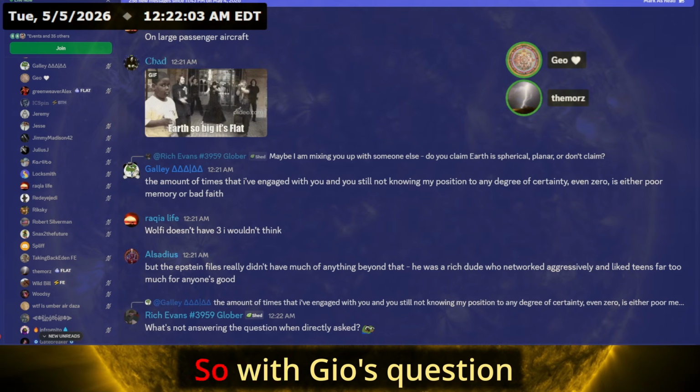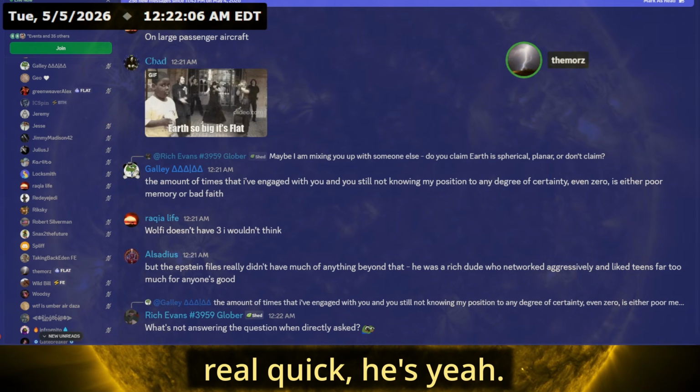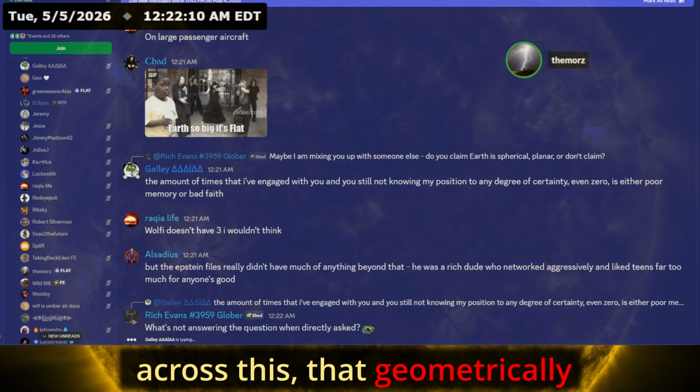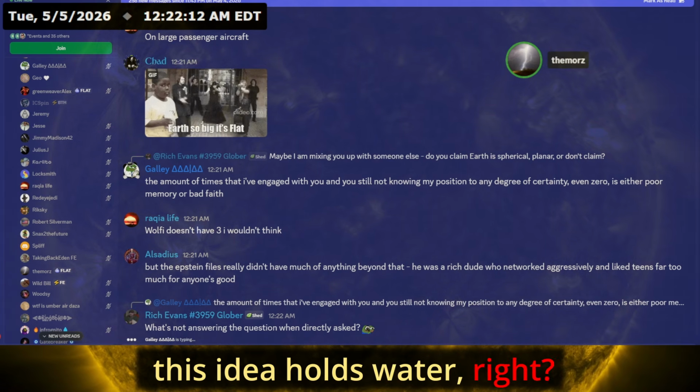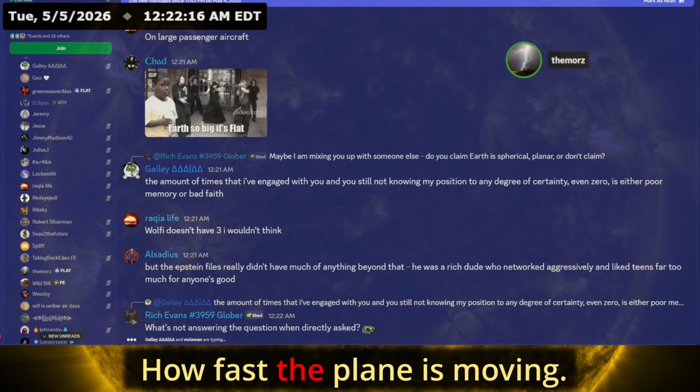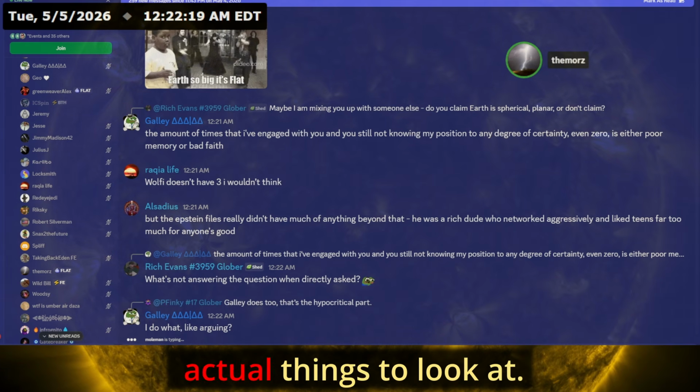No. So with Gio's question, real quick, it got me thinking when I came across this that geometrically this idea holds water, right? It all depends on how high the altitude is, how fast the plane is moving, and then you have some actual things to look at.